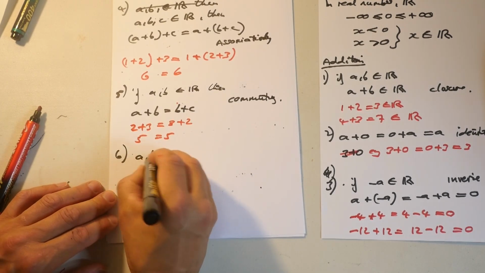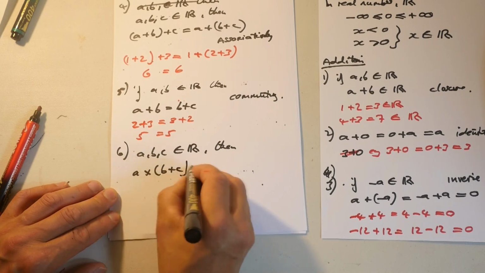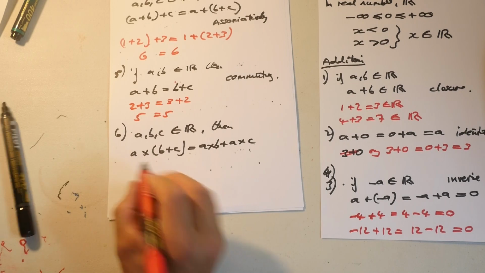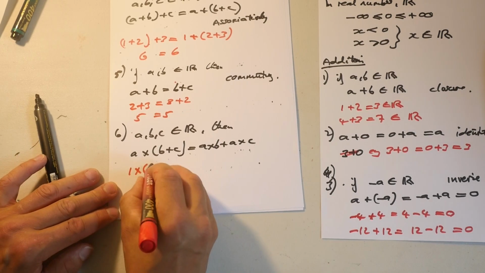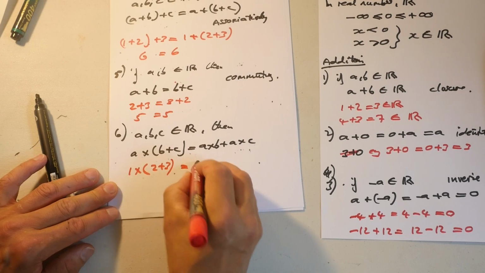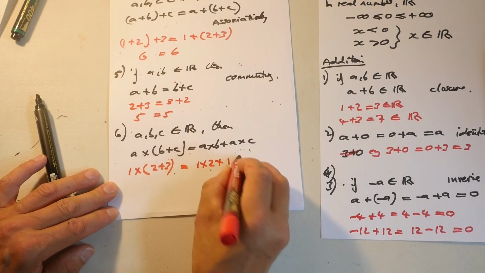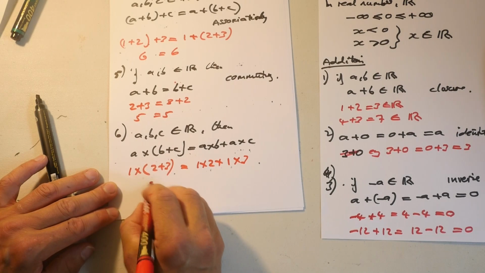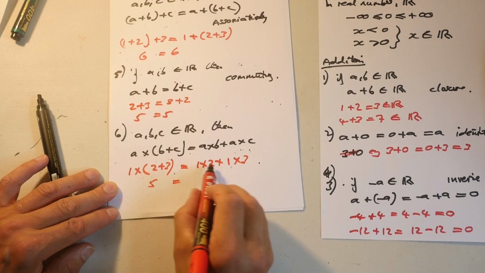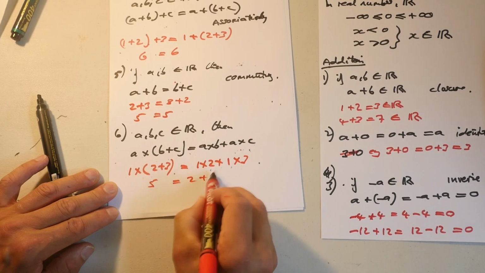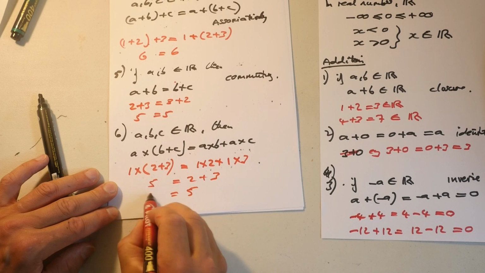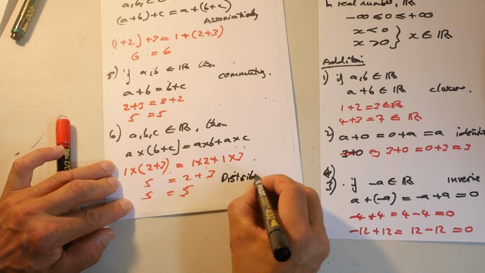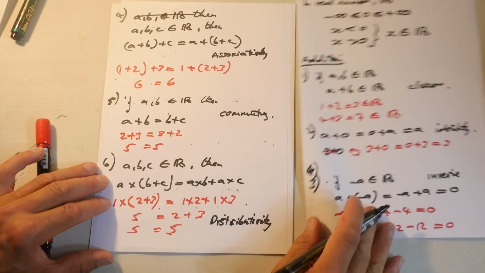6. This is called, so if you have 1 times 2 plus 3 equals 1 times 2 plus 1 times 3. So 2 plus 3 is 5, times 1 is 5. And 2 times 1 is 2, plus 3 times 1 is 3, which equals 5. Okay? And this is called the... So that's under addition.